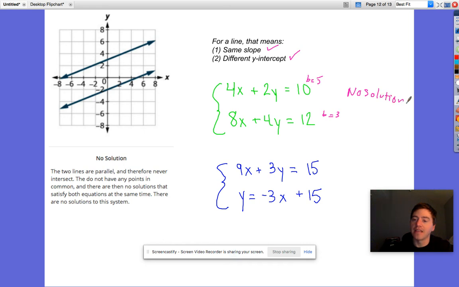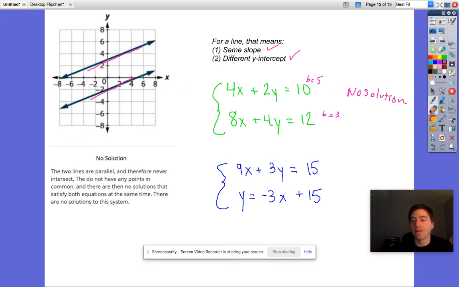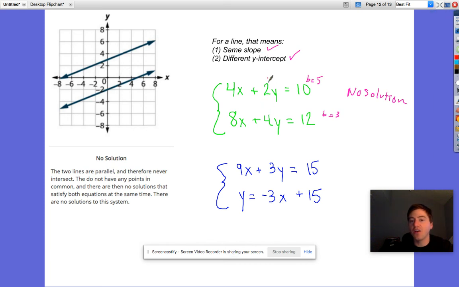Not a different slope, it has the same slope, but a different y-intercept. So if they have the same slope and the same y-intercept, they'll be the same line, right? But if they have the same slope and a different y-intercept, they'll be separate lines but parallel. That's going to result in never touching and no solution. So you just got to check slope and y-intercept, make sure you're good.